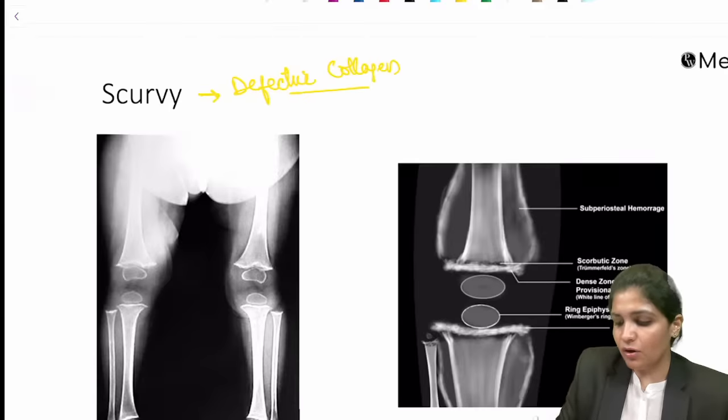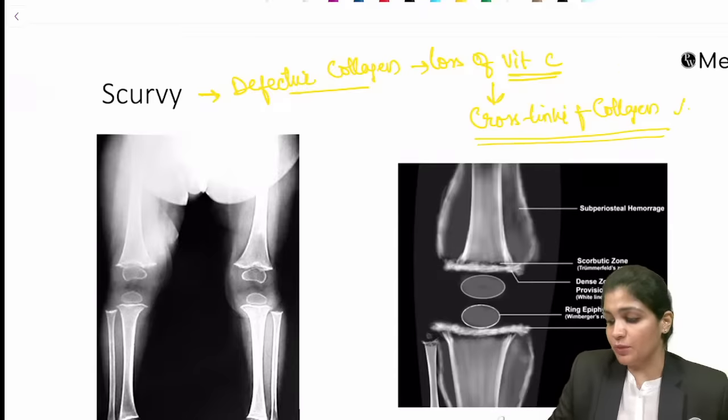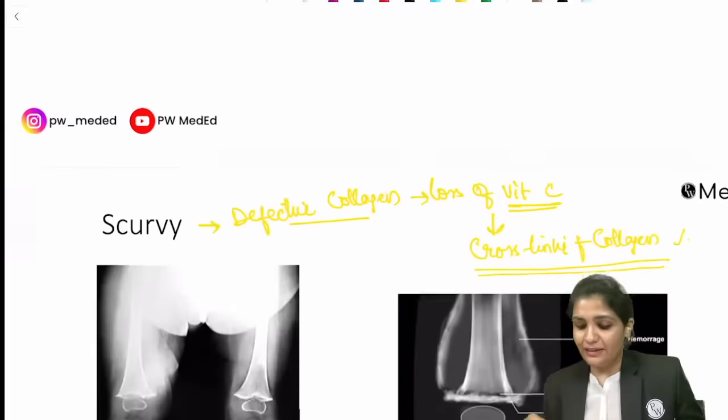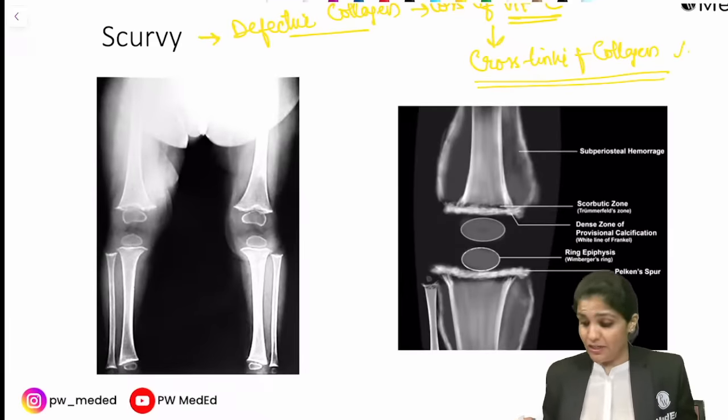where there will be defective collagen because of loss of vitamin C. This vitamin C is related to cross-linking of this collagen. So whenever there is absence of vitamin C, this collagen is weak. Here the collagen is weak, here the mineralization is weak, right? So there are the symptoms. Here, because the collagen is weak, the osteoid itself is weak.